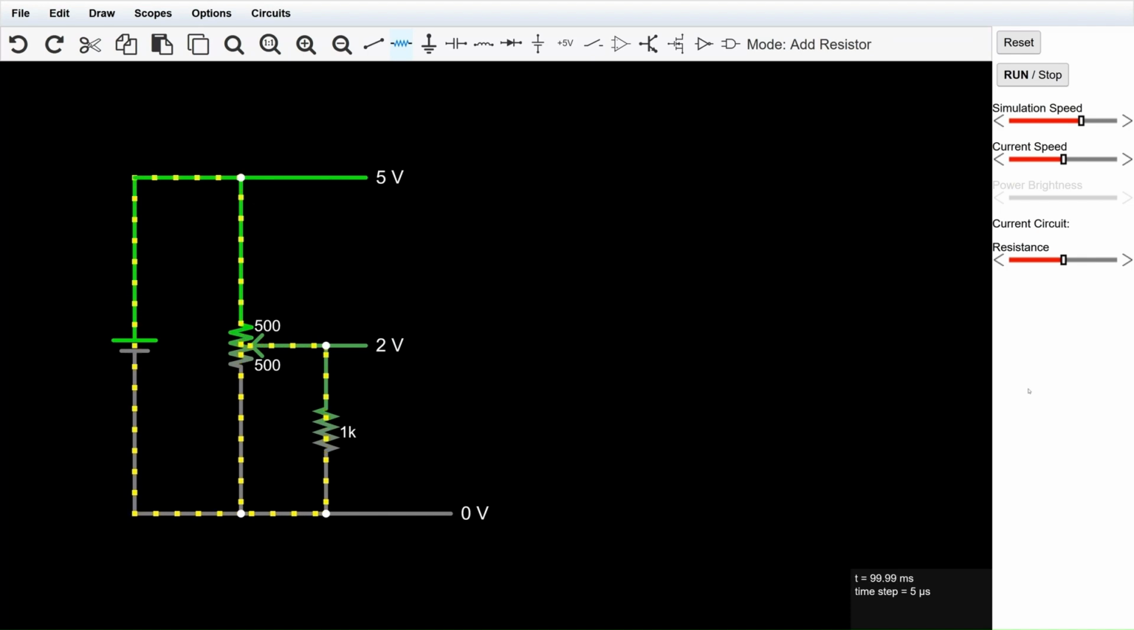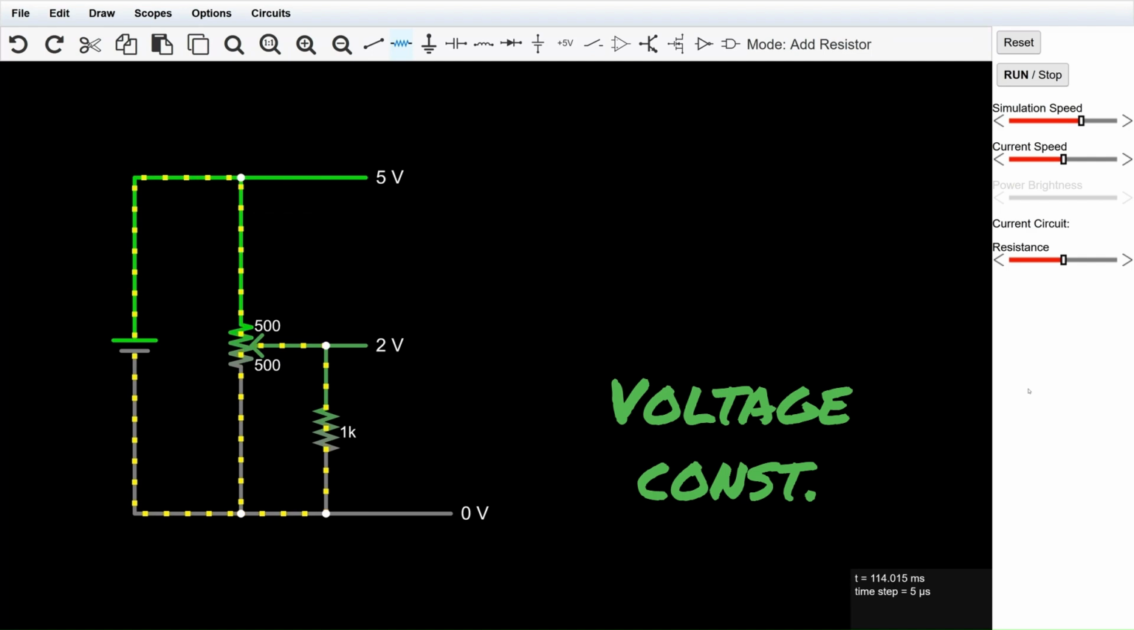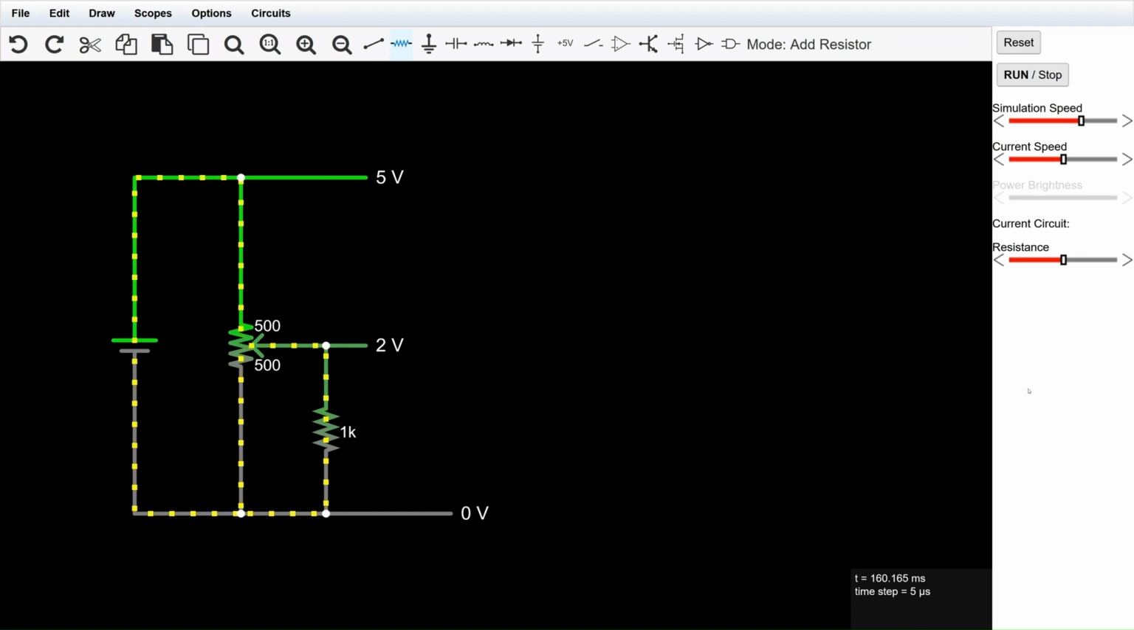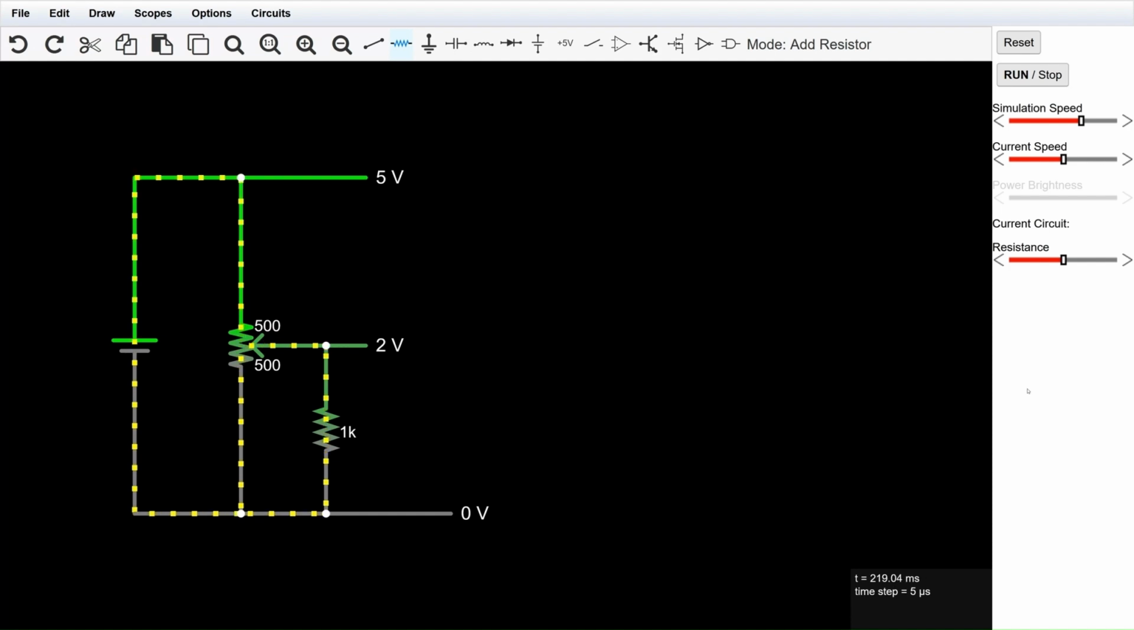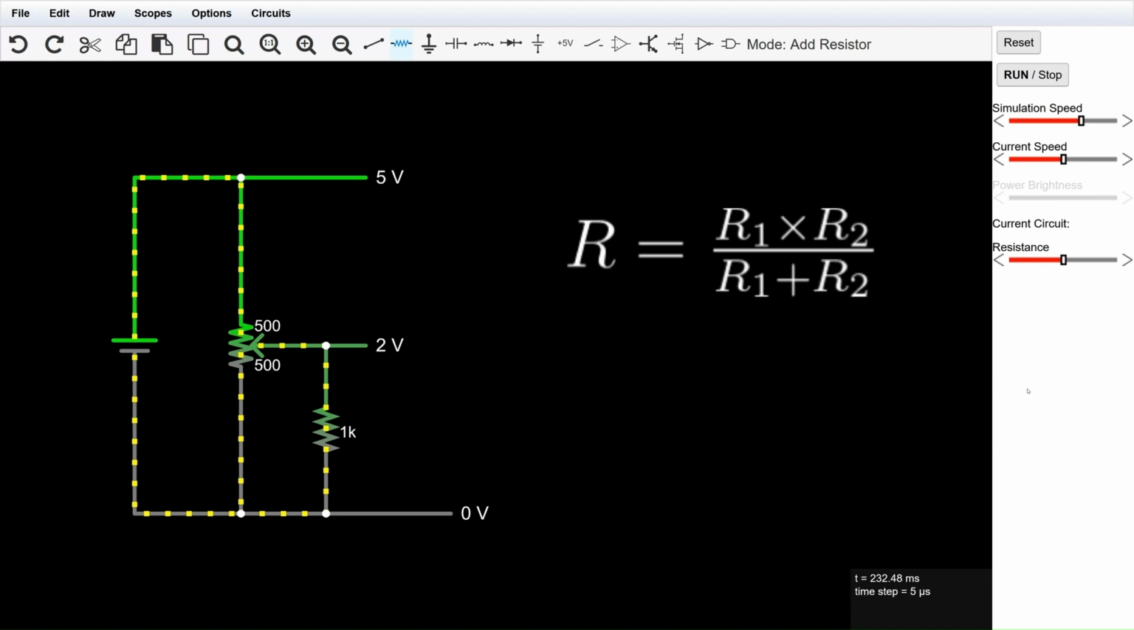If, as we always say, the voltage in a parallel connection stays constant, then why did the voltage we calculated here drop to 2 volt? It's true that in a parallel connection the voltage stays constant, but it also changes. How? The main reason is Ohm's law.